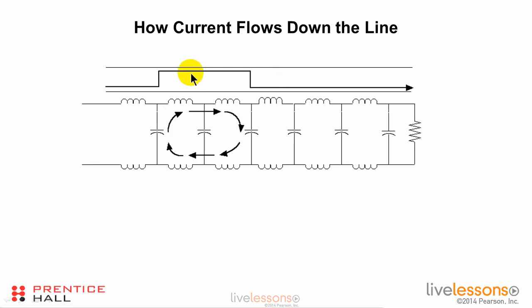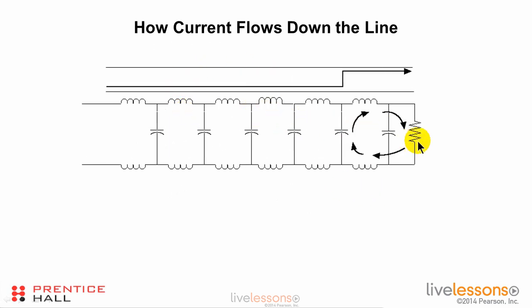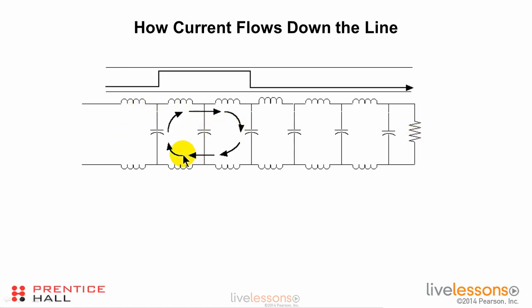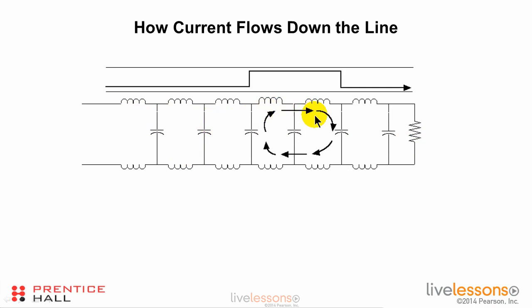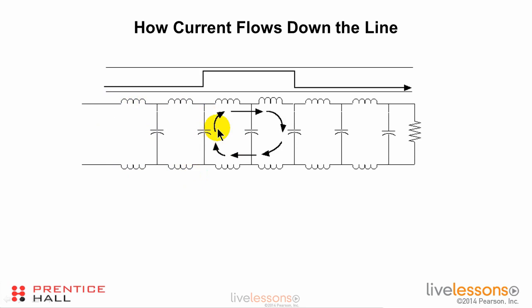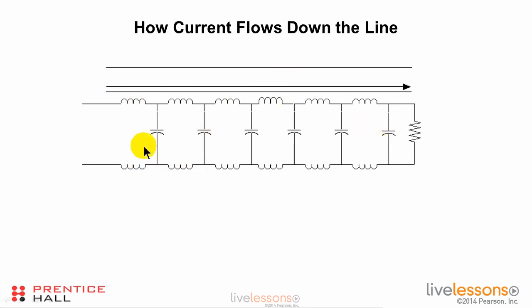Here is an animation of how a signal propagates down a transmission line that is properly terminated. The signal starts down the line, and there's the loop. Let me show you that one more time. The signal propagates down the line, loops back. Down the line, loops back. Then if it's a square wave, well, then it just has this loop that circulates around the line.